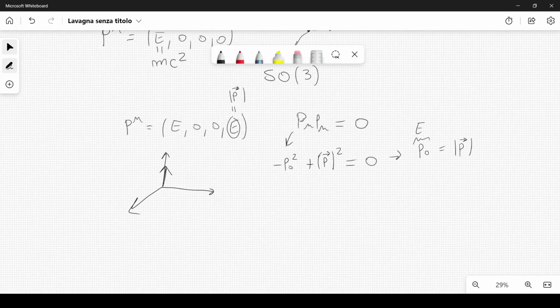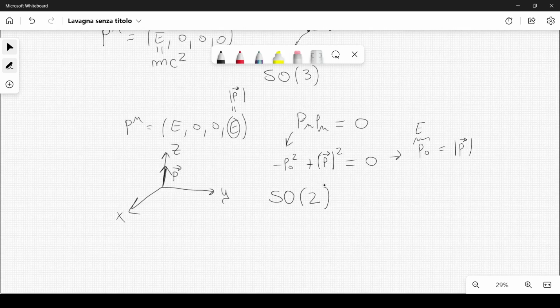So here we have a vector along z, with axes x, y, z, and this is the modulus of p. Or if you want, this is the vector p, this arrow. Now, in order to keep the same energy and also momentum fixed, we can only rotate this vector around the xy plane, right? So we will be able to preserve momentum and also the energy if we rotate in the xy plane. So this becomes a rotation that belongs to the group SO(2) in 2 dimensions. This will be a 2-dimensional rotation.